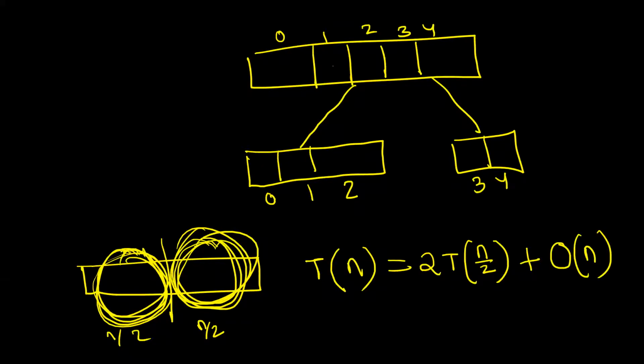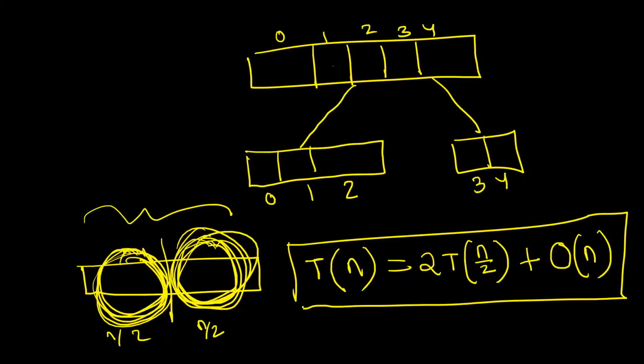Once you have sorted the left and the right parts of size n by 2, you need to perform a merging of these n by 2 elements. So total n elements you have to merge. So what is the time complexity for merging? Big O of n. So this is the recurrence relation of merge sort.